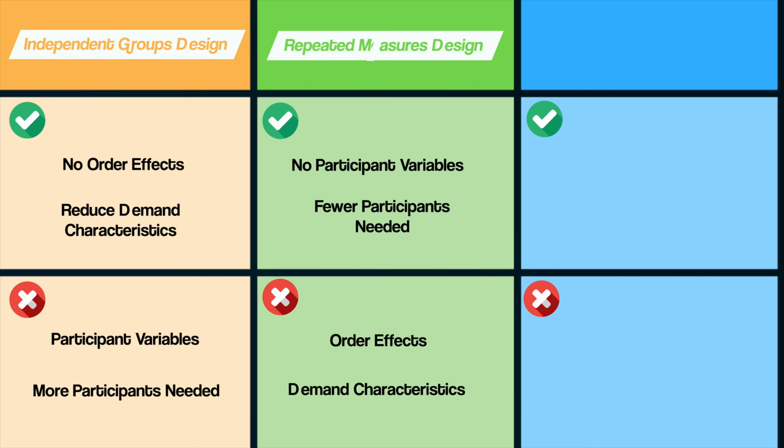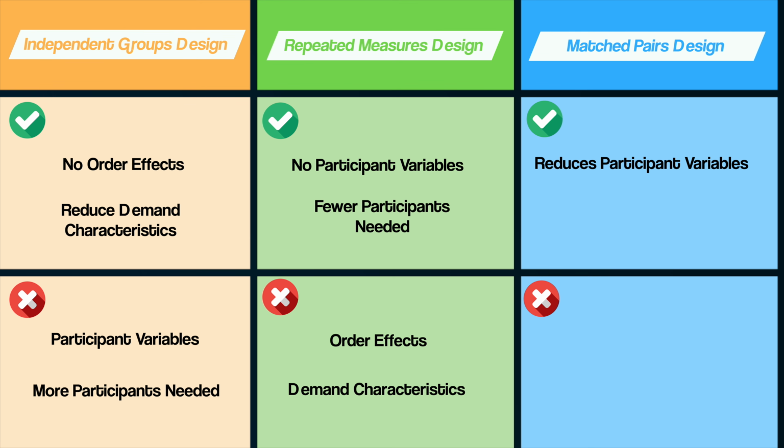Let's now evaluate a matched pairs design, and you'll see how it deals with some of the limitations of both an independent groups design and a repeated measures design. So here's its strengths. Firstly, it reduces participant variables. We saw that in an independent groups design, participant variables is a problem, but in a matched pairs design, they try to match participants on an individual difference to stop it being a problem. Another strength of matched pairs is that there's no order effects. This is because each participant only does one condition.